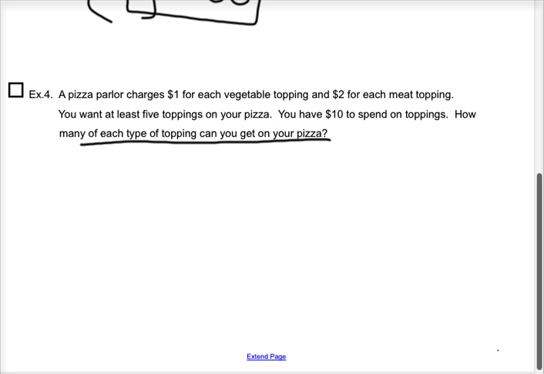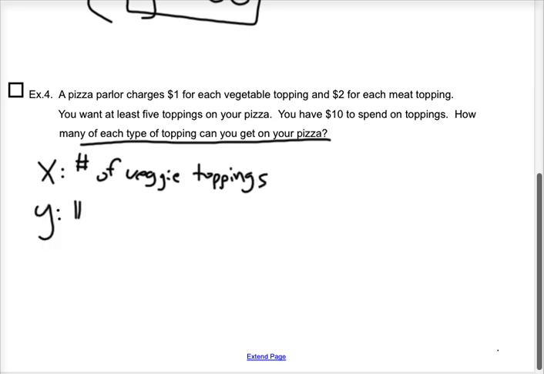So, how many toppings of each type? Again, that is going to tell me what my variables are. So, what are the types of toppings? Well, X is going to be number of veggie toppings. Y is going to be number of meat toppings. All right, so again, by looking at what the question itself is asking, will tell you what your variables need to be. So now we need to take a look at what this is telling us.